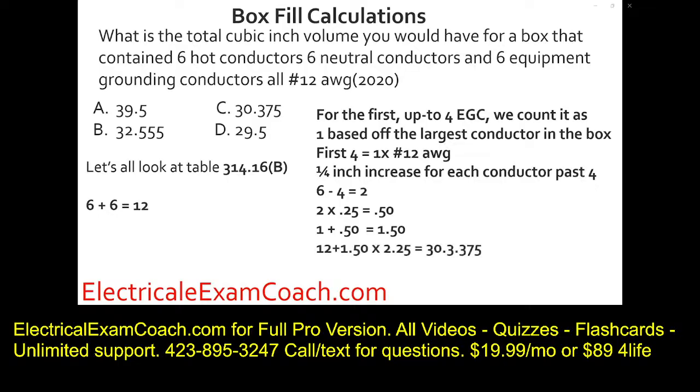We need to take and add that back to the 12. So we take our 12 plus our 1.50. Then we multiply that by the individual volume for a number 12, which is 2.25, and we end up with 30.375. Let's get to it.